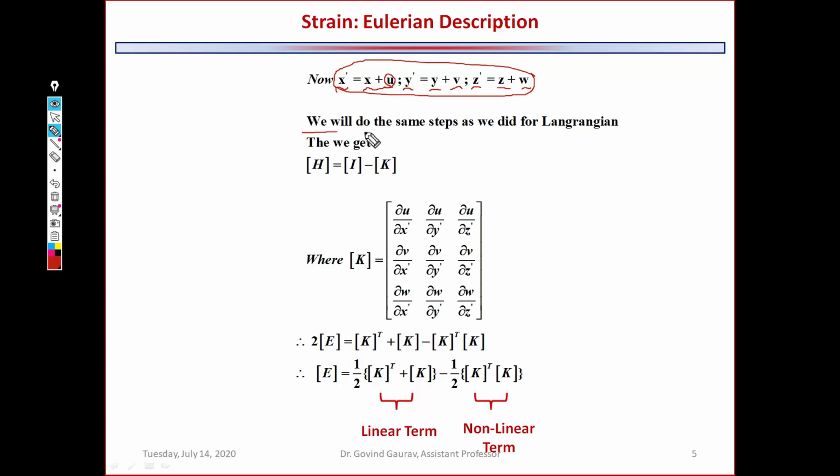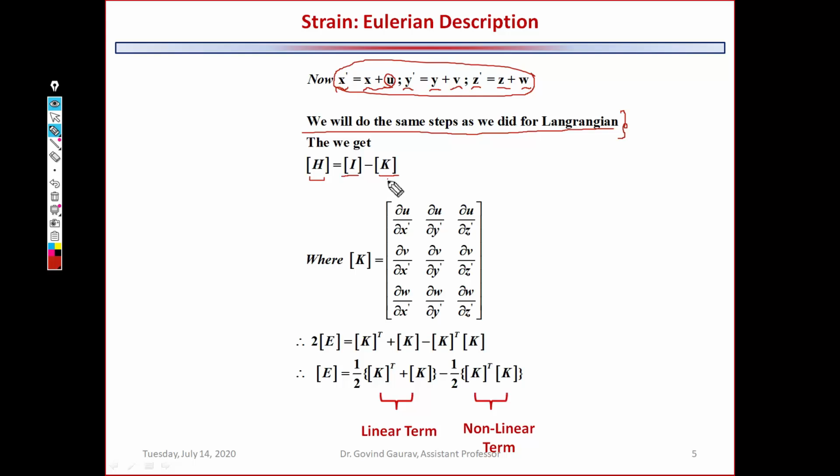Again we will do the same steps as we did for the Lagrangian description. This is homework that needs to be done from your side. The same steps that we have discussed in the context of the Lagrangian description, we will do over here, and finally we will get the value of h as I minus k.